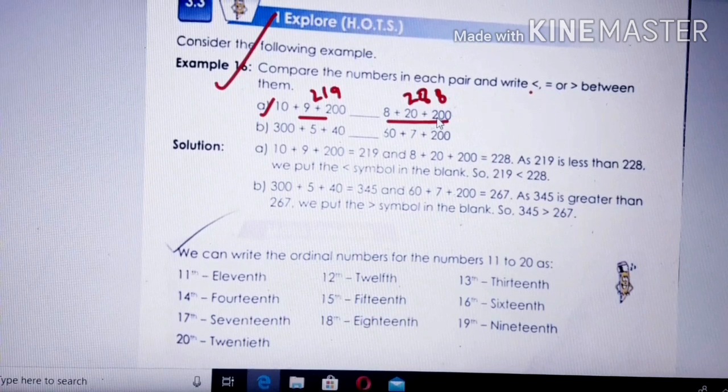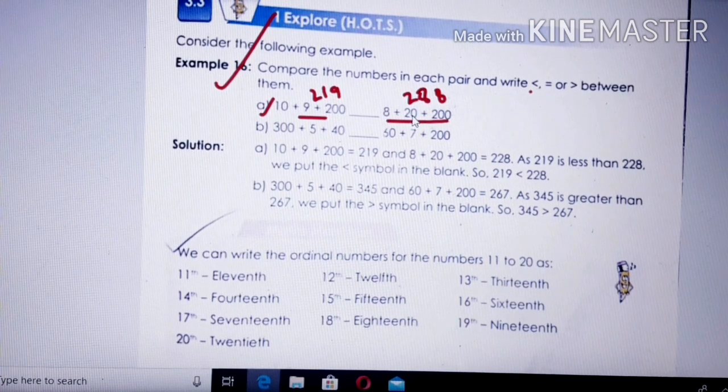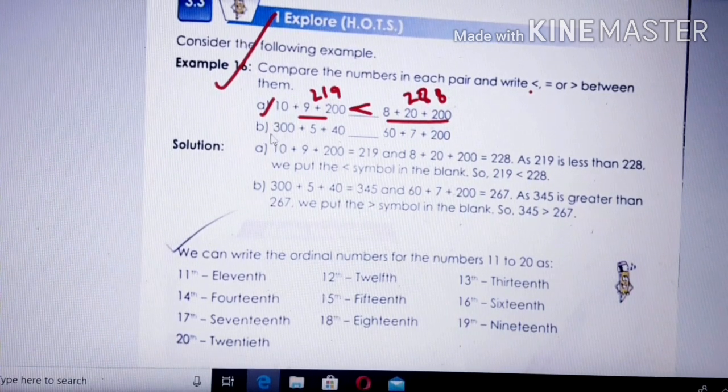Or else, children, how can we compare? You compare the hundreds place first. What do you get? 200, isn't it? That means these both are the same. So next you look at the tens place. This is 20 and this is 10. It means the number 228 is greater than 219. Is it clear? Again you can compare number B.